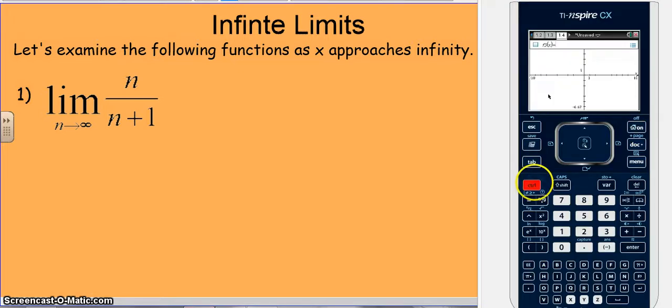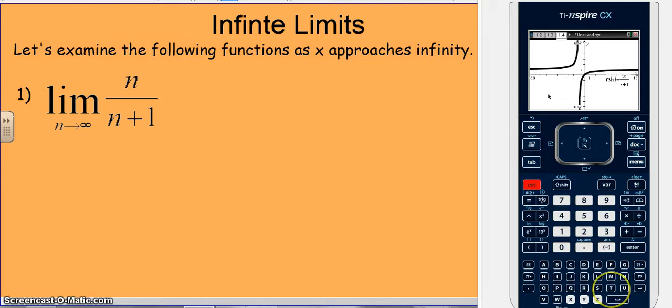So I'm going to take a graph and we're going to use x. So x over x plus 1. Okay, so if I follow x to infinity, that means positive infinities to the right. If I follow the graph to the right, it flattens out. That's where the horizontal asymptote is.